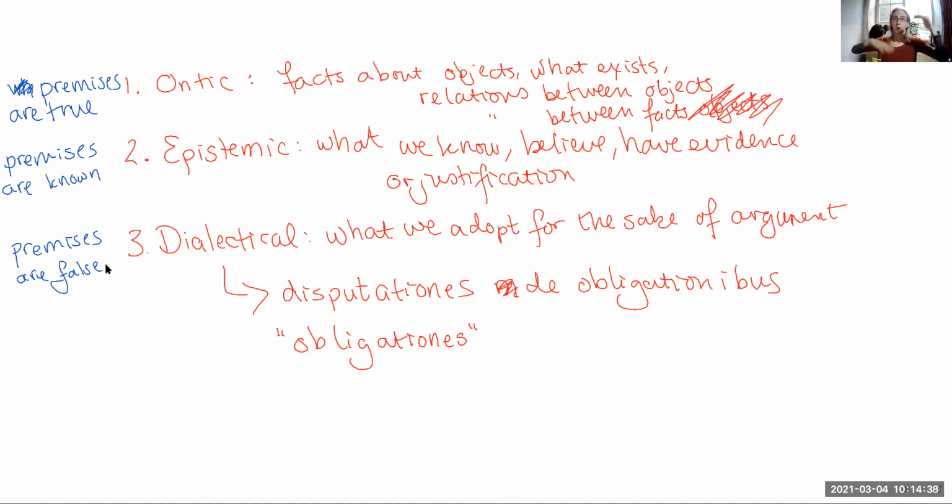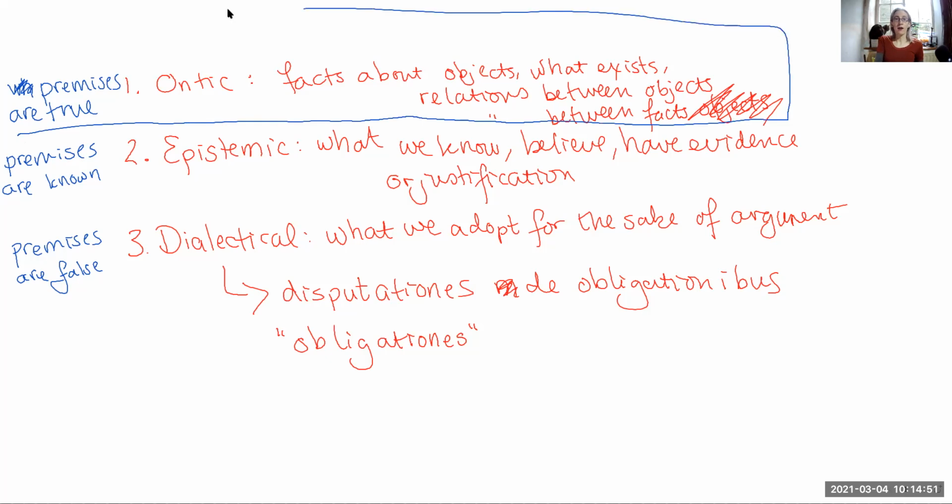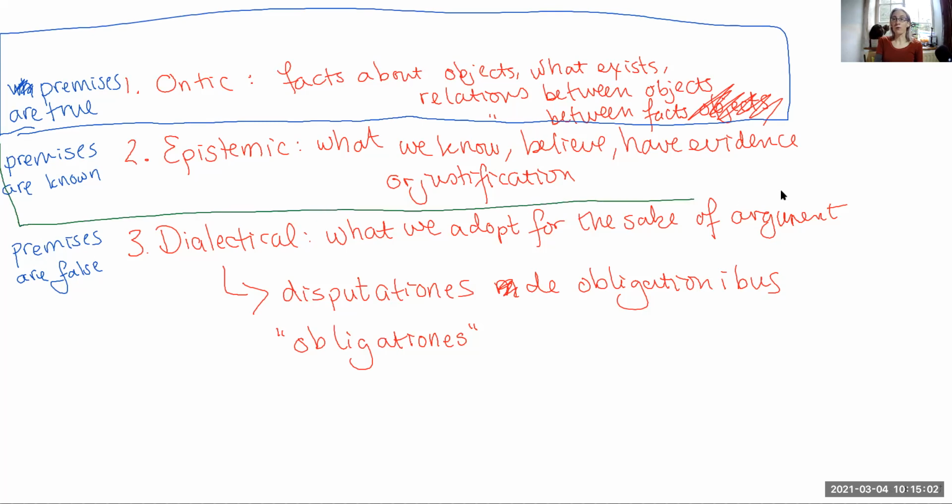So what we can see is that there's a huge range of different argumentational contexts. The fact that we have been focusing almost entirely on this one, and the fact that most logicians tend to focus entirely on this one, doesn't mean that there isn't something interesting to say about the other two.